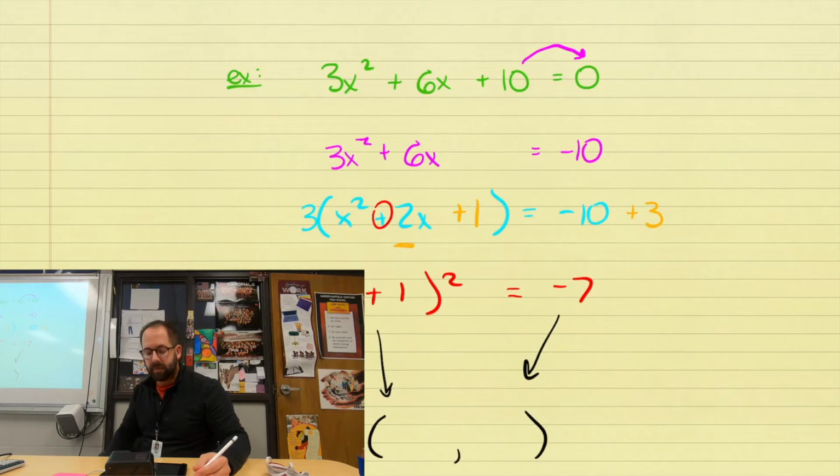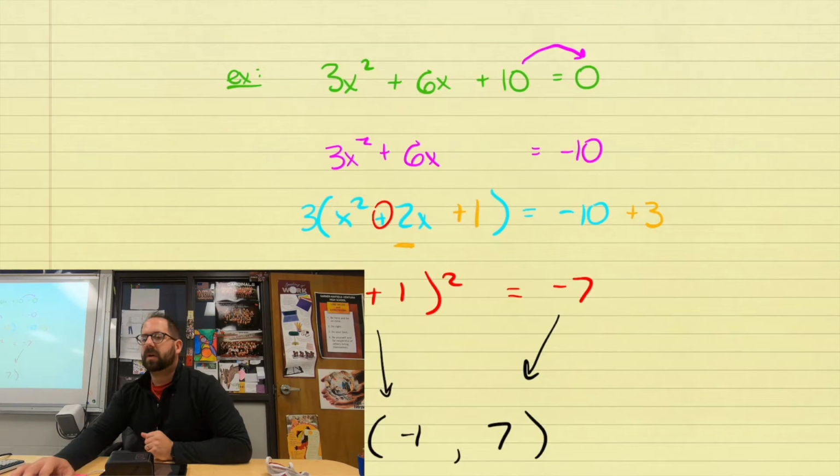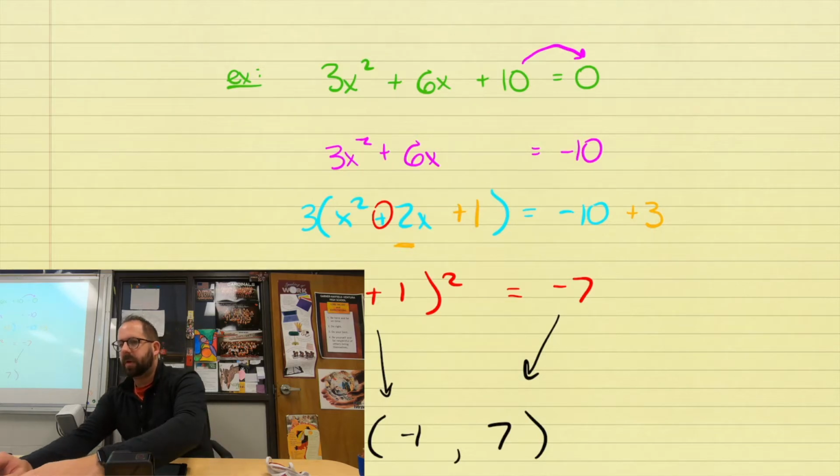What do we have? Negative 1 and positive 7, right? That's my vertex. In fact, this graph is a minimum. That's what we talked about last time. In fact, I'm going to bring that up again.